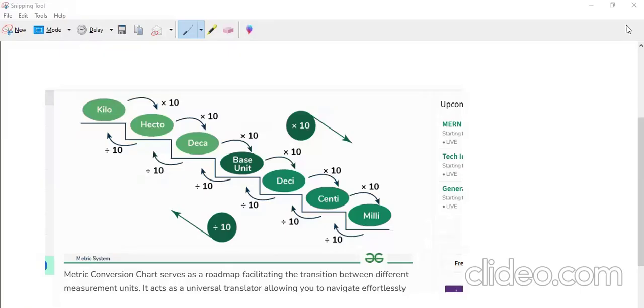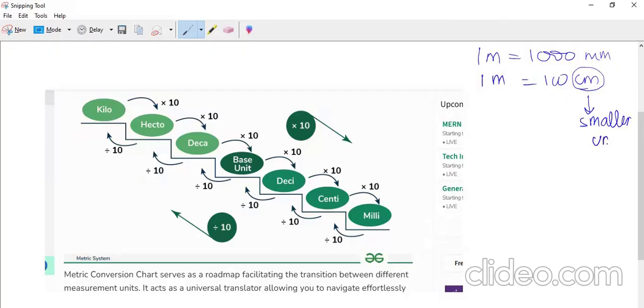You should remember that 1 meter is equal to 1,000 millimeters, or 1 meter is equal to 100 centimeters. The centimeter is a smaller unit than the meter. The meter is a larger unit. So if the unit is larger, the number or the magnitude will be less.